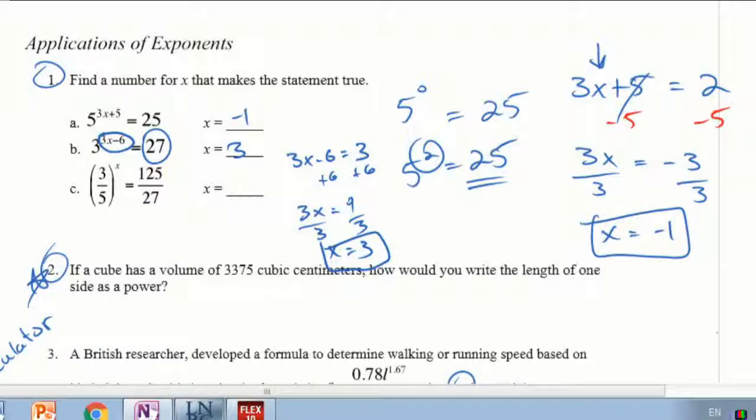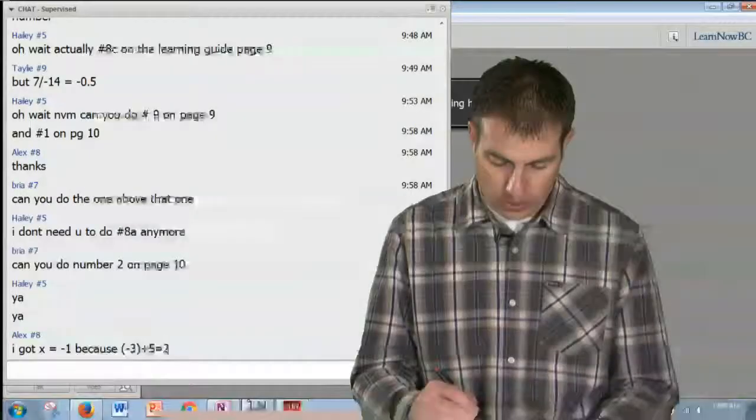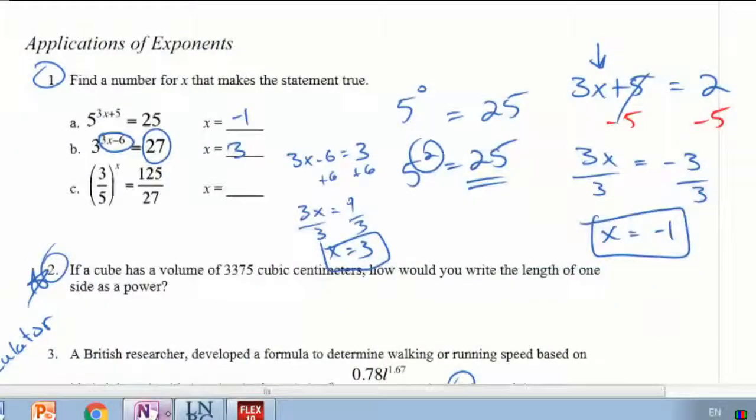If a cube has a volume of 3,375 cubic centimeters, how would you write the length of one side as a power? So I know if I have a cube, here's my cube, I'm going to have length times width times height, and they're all going to be the same. So the volume of a cube is length times width times height. These are all the same.